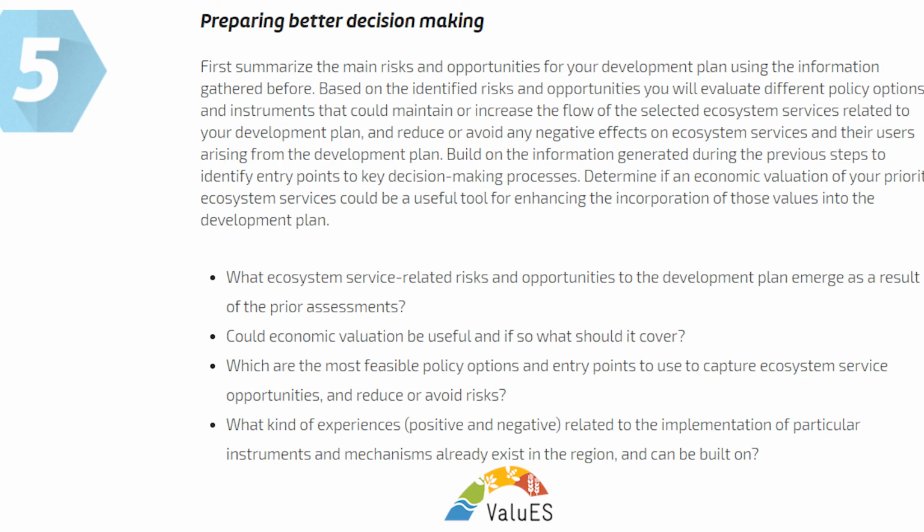In the fifth step, preparing better decision making, you summarize the main risks and opportunities for your development plan by using the information gathered in the previous steps. Then, based on the identified risks and opportunities, you will appraise different policy options and instruments that maintain or increase the flow of ecosystem services related to your development plan, and reduce or avoid any negative effect on ecosystem services and their users arising from the development plan, to identify entry points into key decision-making processes, and to determine if economic valuation of your priority ecosystem services could be a useful tool to enhance the incorporation of those values into the development plan.